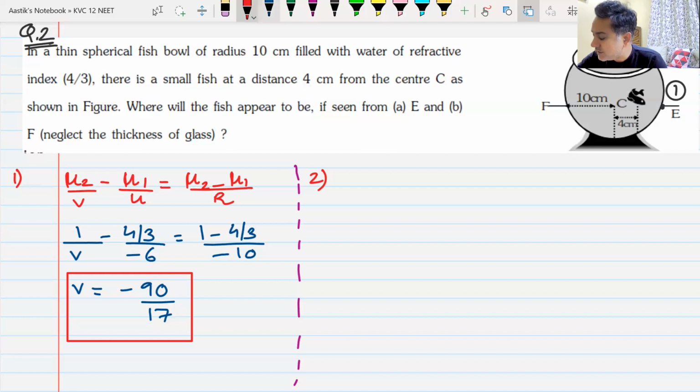Remember now, I'm watching it from the other side. This is the other side. Case number 2.